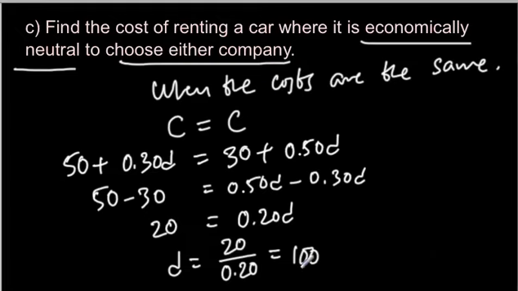We don't stop here. You might think maybe my answer is 100. But the question said find the cost. And remember, D stood for the number of kilometers. So D is actually 100 kilometers. If you drive only 100 kilometers, it doesn't matter which company we go with. But that's not what the question asked for. The question said to find the cost. So you have to take this D and plug it back in here so we can get the cost itself. It doesn't matter which company you go with because it's economically neutral.